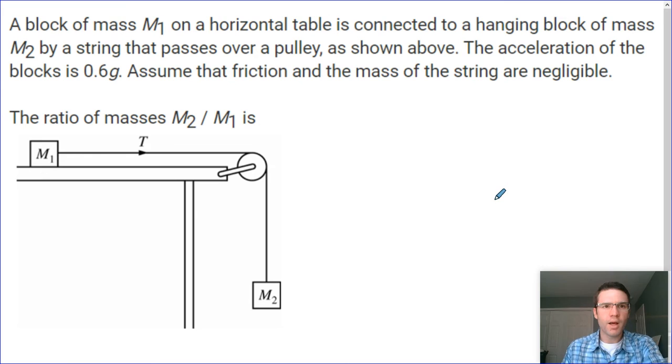Our next question: a block of mass m1 on a horizontal table is connected to a hanging block of mass m2 by a string that passes over a pulley, as shown above. The acceleration of blocks is 0.6 g. Assume that the friction and the masses of the string are negligible. We'd also have to assume that the friction between the pulley and the mass of the pulley was negligible as well. So they want to know what's the ratio of the masses m2 to m1.